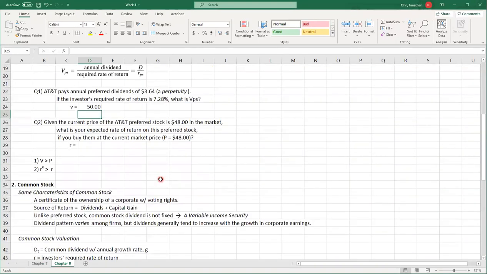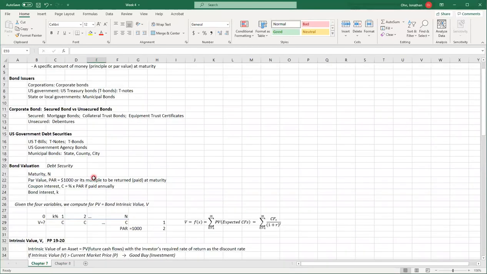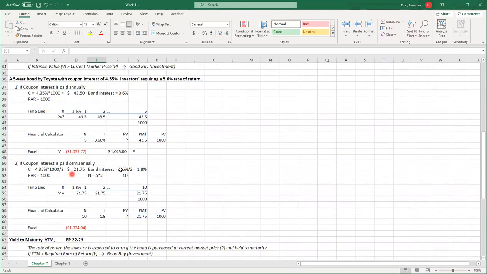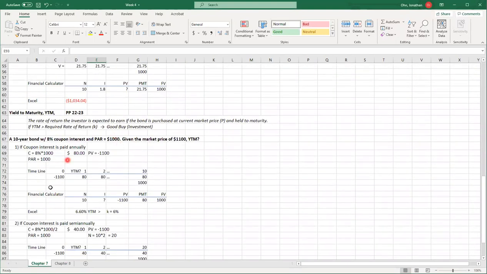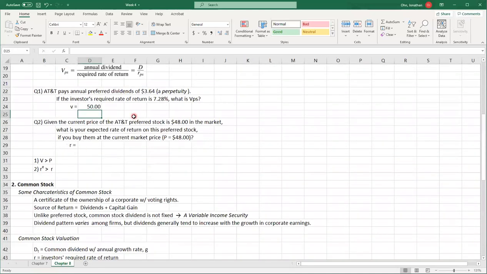Now, let's go the other way. If you look at the bonds, what did we calculate? We calculated the intrinsic value first, and then ultimately we calculated based on the market price. We do the same thing here. Now, given the current market price of this AT&T preferred stock is $48 in the market, what is your expected rate of return on this preferred stock if you buy it at the current market price?